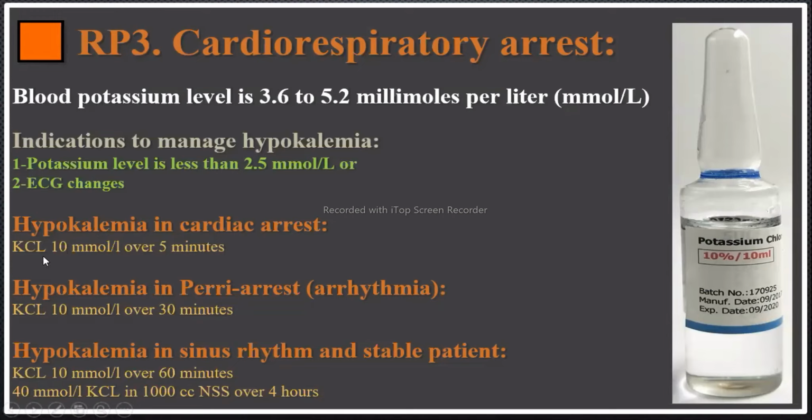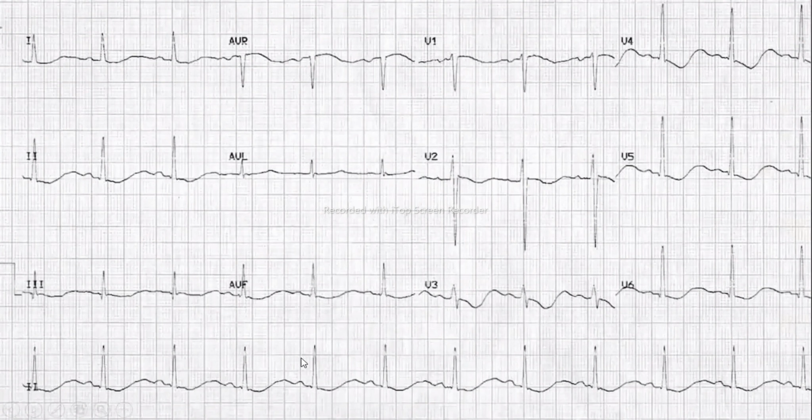So in all cases of hypokalemia, you will give potassium chloride. Okay, as we said, 10% potassium chloride, 10 ml. In arrest, it will be a 5 minute bolus. In peri-arrest, 30 minutes, and it will be central access. If the patient is stable and in sinus rhythm, then 60 minutes. So you will give 40 millimole per liter potassium chloride in 1,000 normal saline over 4 hours.